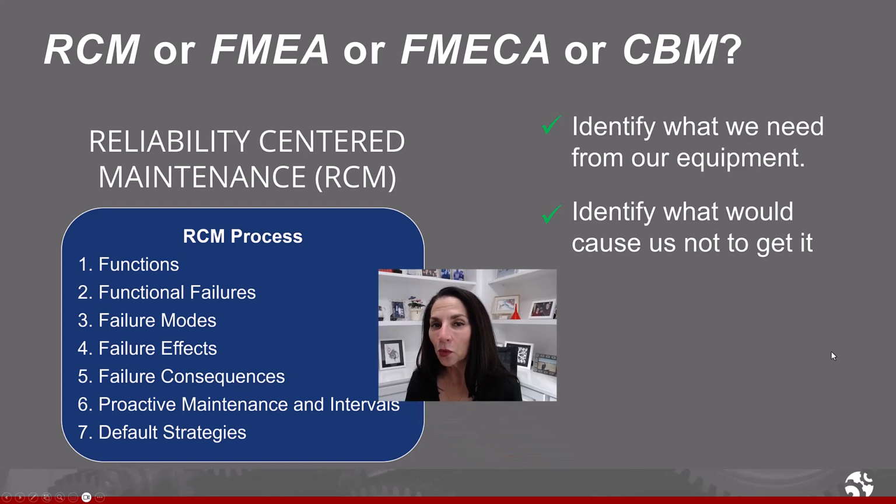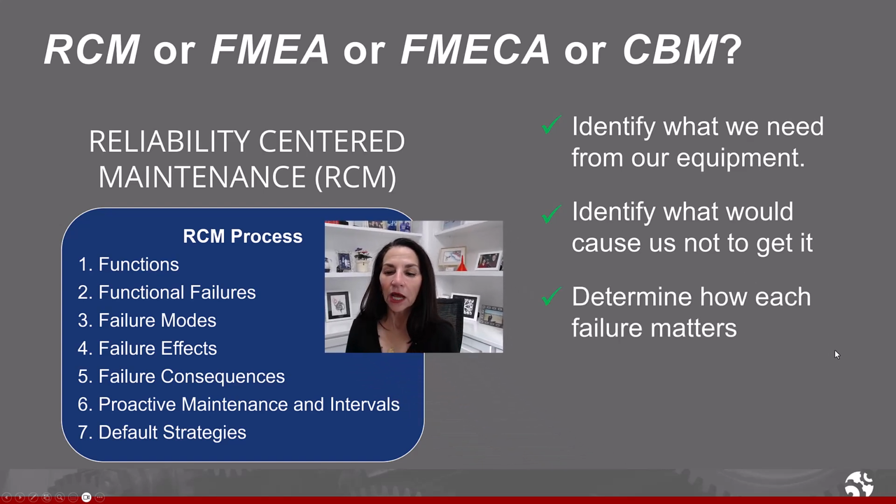In step 4, we write failure effects. Now, a failure effect is a little story of what would happen if we did nothing to predict or prevent the failure mode. Now, the key to failure effects is they need to be written in enough detail so that we can assess consequences. That's step 5. So in other words, we determine how each failure matters.